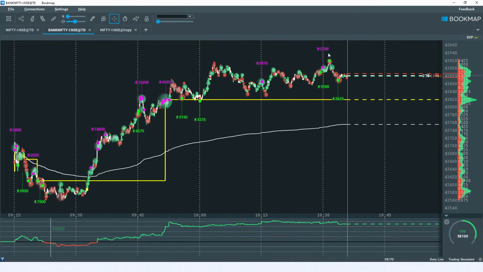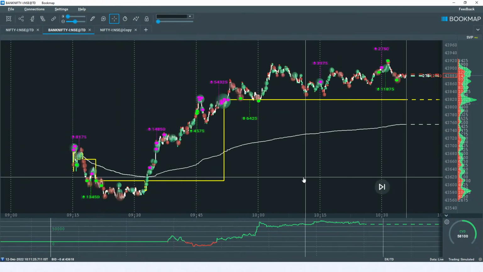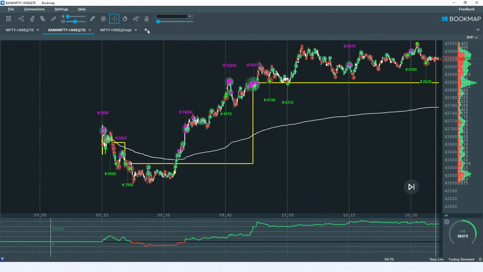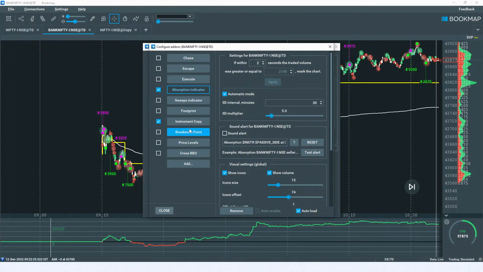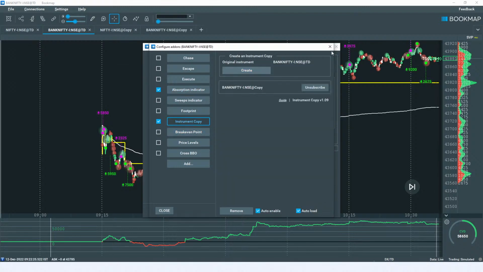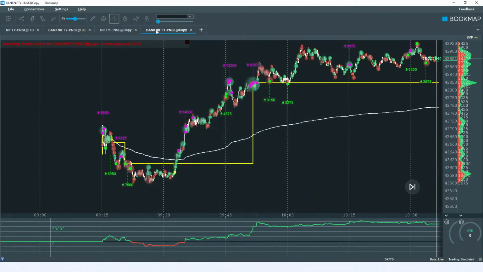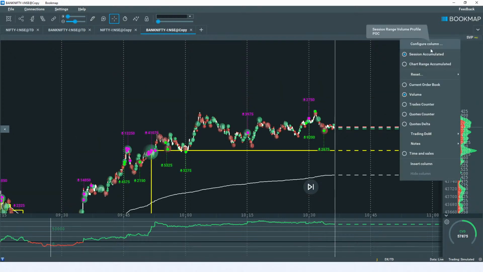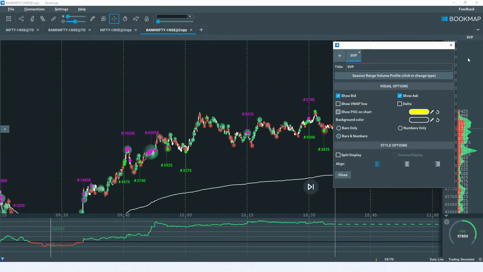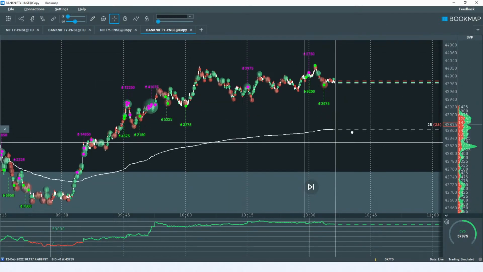And then we have the Bank Nifty chart over here. Let me also make a copy of it. So we have a Bank Nifty copy to see the footprint chart information.